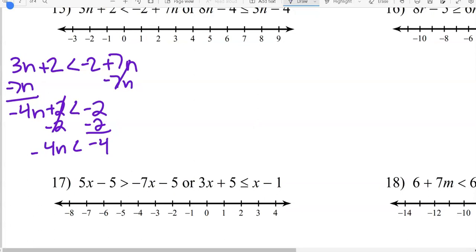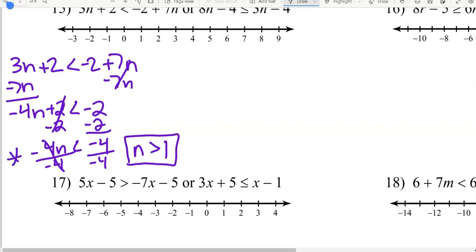And then we need to divide by -4. Bells go off. What's happening? We're dividing by a negative number, right? So this becomes n is greater than +1. So this one we divided by a negative, so my sign flipped. That's going to be open, and it's going to go to the right.